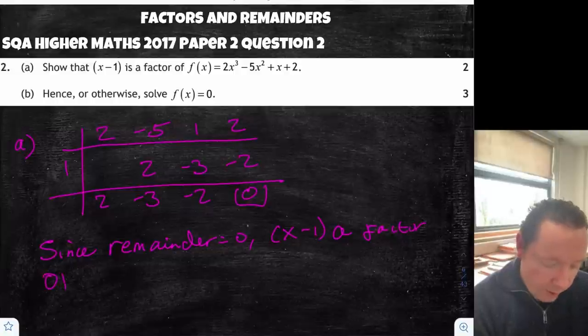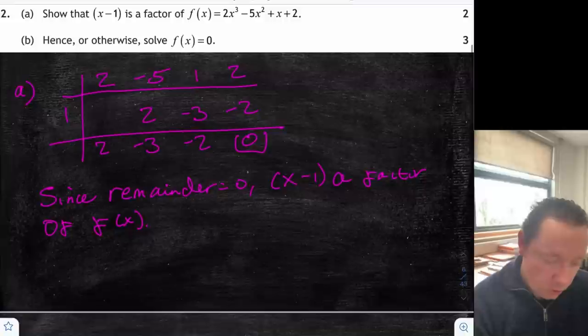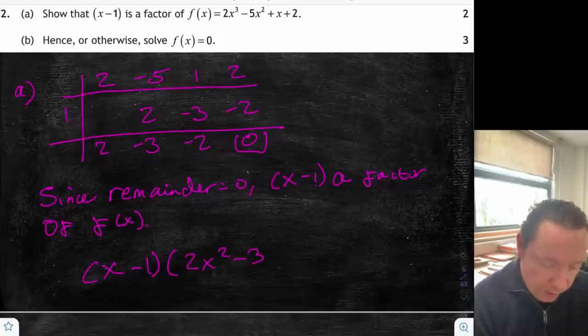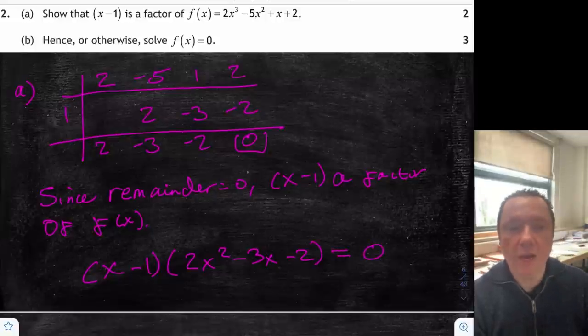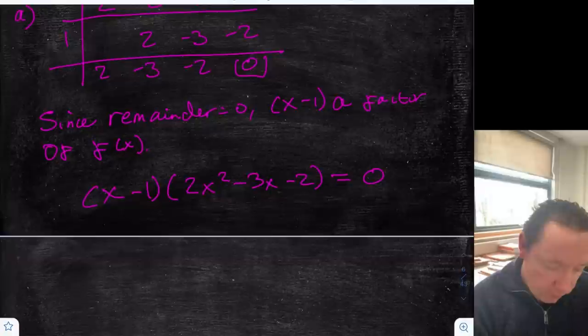of f of x. And now we have to solve it equal to 0, so we can just straight away say x minus 1, that's our factor, 2x squared minus 3x minus 2 equals 0. And we need to solve that. So hopefully we can factorise the second bracket. So that would be double brackets.